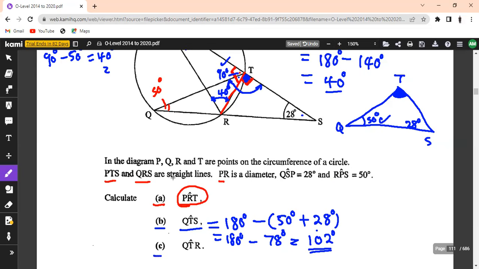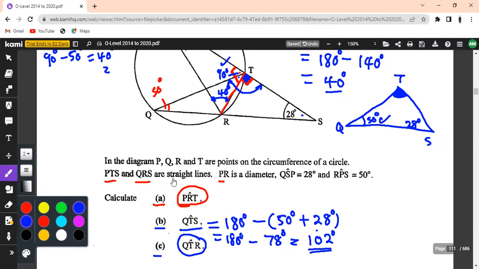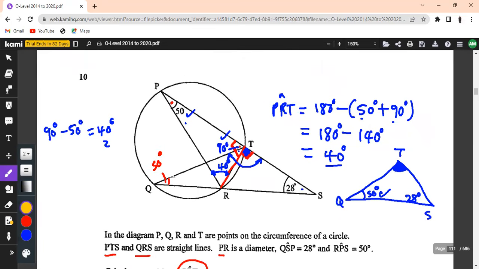Okay, then C, that is QTR. So we need QTR in this case. All right, so where are we going to have our QTR from? I want us to cross-check here. That is QTR, this angle, that part here that I'm indicating. This is our QTR, this one.